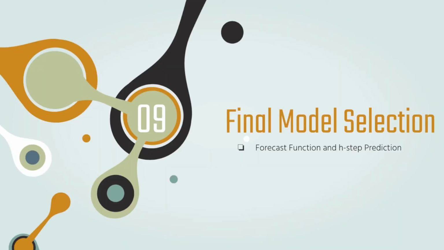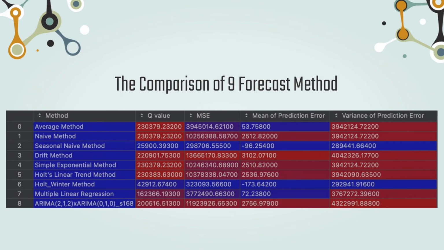Then I'm going to do the final model selection. To do the comparison of the 9 forecast methods, we can see the seasonal naive method has the minimum Q-value and the MSE of the forecast error. Its forecast can simulate the pattern of the test set very well. Therefore, the final best model is the seasonal naive method.